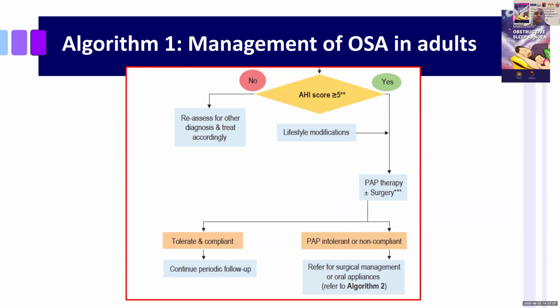So when patients have been diagnosed with OSA with an AHI score of more than 5, we should advocate lifestyle modifications and also put them on PAP therapy plus or minus surgery. Surgery is for patients who are intolerant or non-compliant to CPAP.